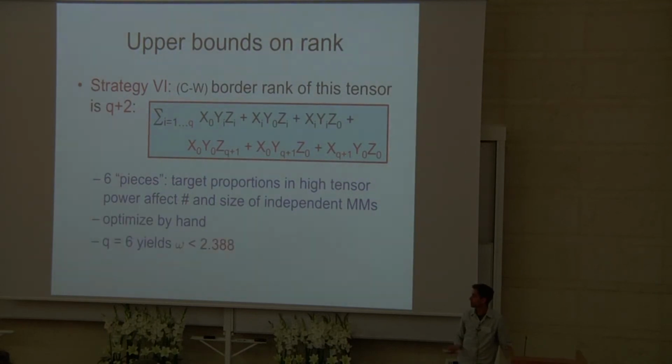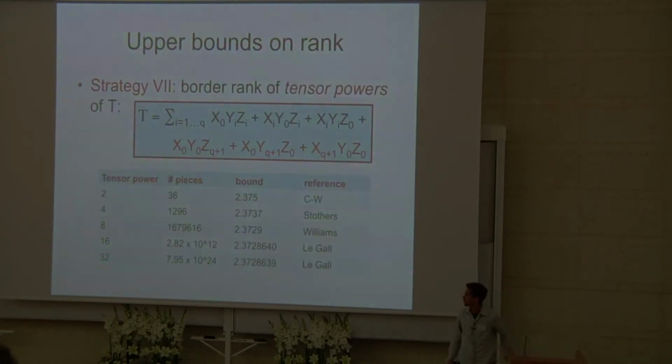In their case, by hand, you get a bound that's 2.388. That's a little better than the 2.41 that we saw previously. And then you can push this idea further by doing the following thing. You can bound by hand the border rank of tensor powers of this tensor. Okay? So instead of starting with that tensor, you start with the square of that tensor or the 4th power of that tensor and so on.